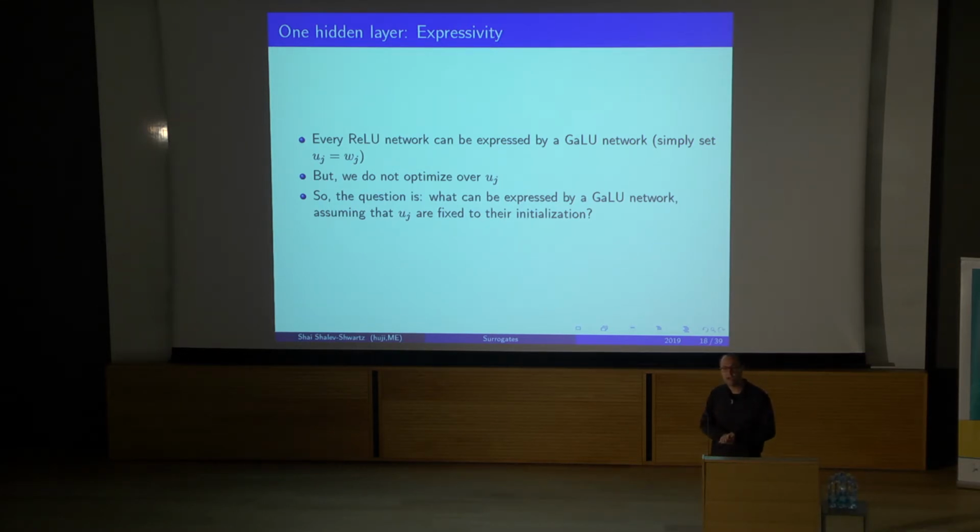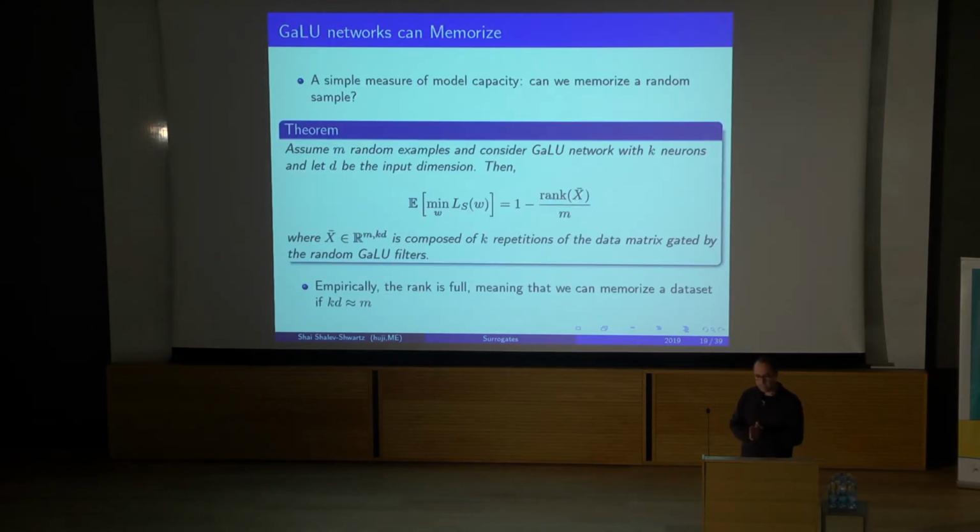What about expressivity? Because we do not train the filters, seemingly we lose in expressivity. Of course, it's not difficult to find cases in which we lose, but we're not trying to compete with ReLU networks. We're trying to get some insight on ReLU networks. So let's see when we do not lose for ReLU networks. The question is, what can be expressed by a GaLU network, assuming that the filters, the u vectors, are fixed to their initialization? In expressivity, it depends on the problem. But one very natural way to measure model capacity is to see how good it is at overfitting. How good is it at memorizing labels? So can we memorize a random sample?